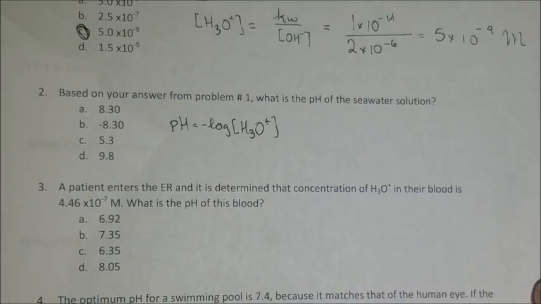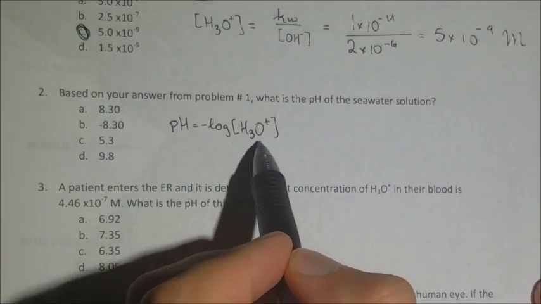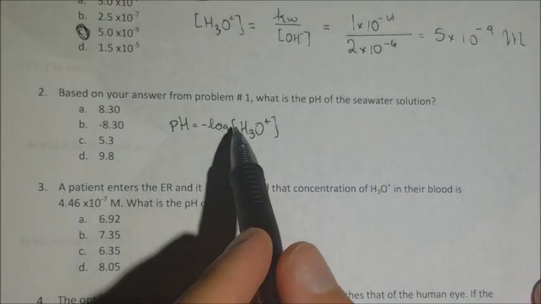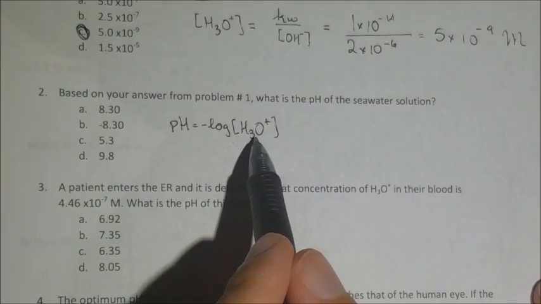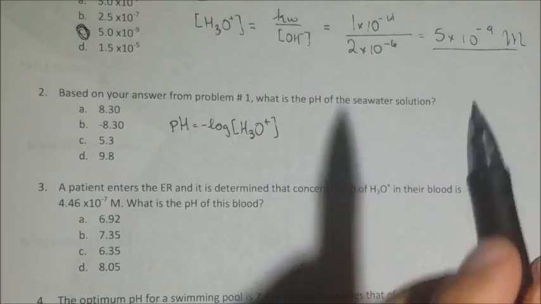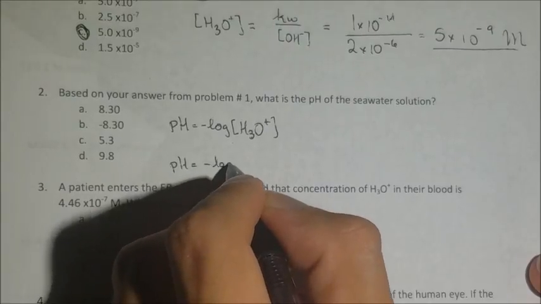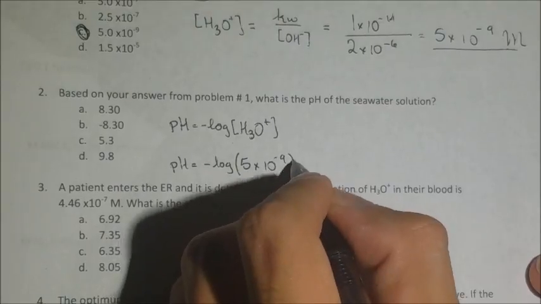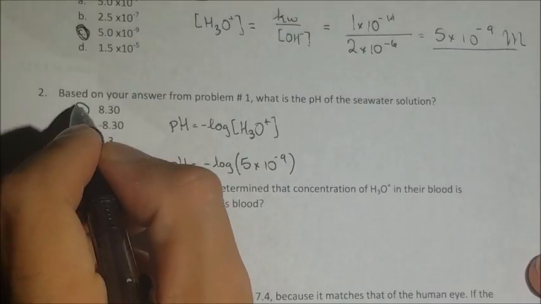Okay, so all that the P means is negative log, and then what's inside the negative log, what we're taking the negative log of, is represented here by either the H or the OH, meaning the hydronium or the hydroxide concentration. So here with pH, we're looking for the negative log of the hydronium concentration, which we found in number one. So all we need to do to find the pH is to take the negative log of the concentration we found in number one. And when we do that, we find that the pH of the saltwater is 8.3.